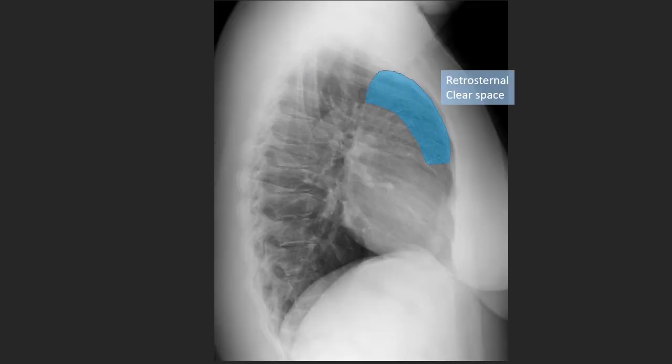So what about some clear spaces? So clear spaces we see on the lateral radiograph. One of the important ones to look at is the retrosternal clear space. This is the dark area just behind the sternum.